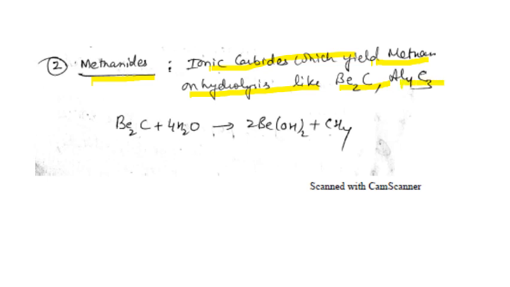When they go for hydrolysis, for example, when they react with water, it forms beryllium hydroxide and methane. So if they produce methane on hydrolysis, such ionic carbides are called methanides. They are ionic carbides, but on hydrolysis specifically they produce methane. So they come in the category of methanides.